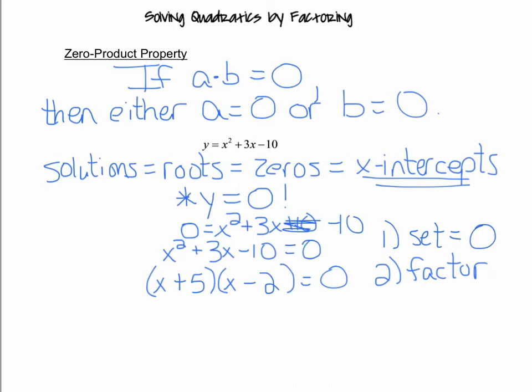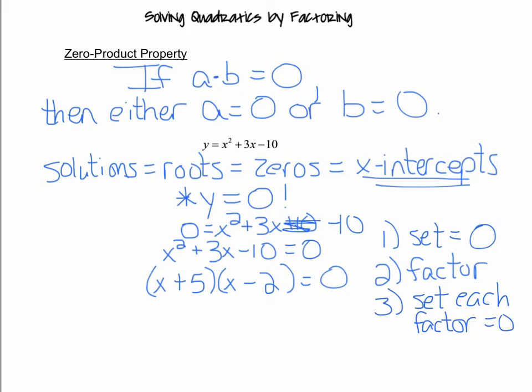Okay, so I factored it, which means what? Write as a product. So I have something times something equals 0. Well, what does that mean about these two somethings? That means one of them has to be 0. So the next step is to set each factor equal to 0.